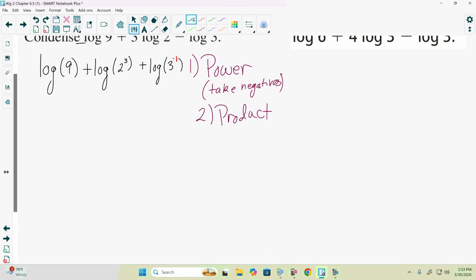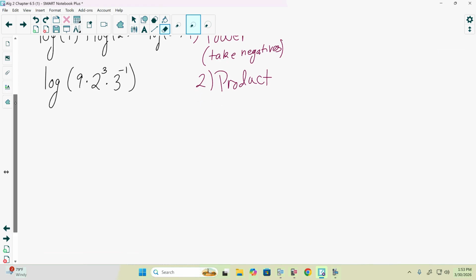Because I do have 3 logs being added together, I can rewrite it as a single log with what's inside each of them being multiplied. So log of 9 plus log of 2 to the third plus log of 3 to the negative 1, we can rewrite as log of 9 times 2 to the third times 3 to the negative 1. Questions on this here? Now, the only thing we have to really do besides simplifying this here is we do need to fix that exponent.